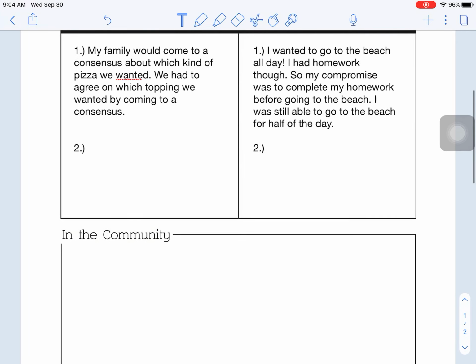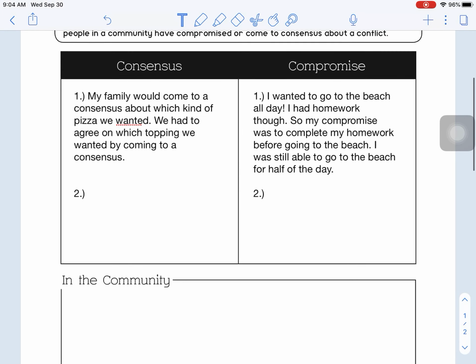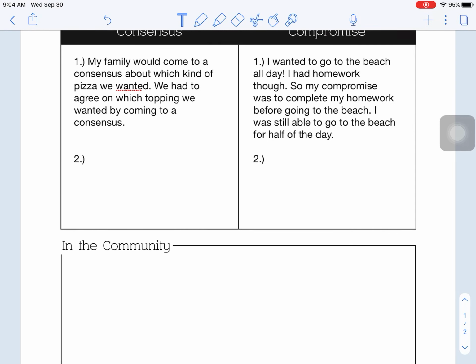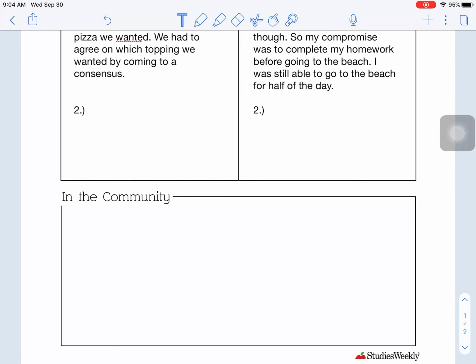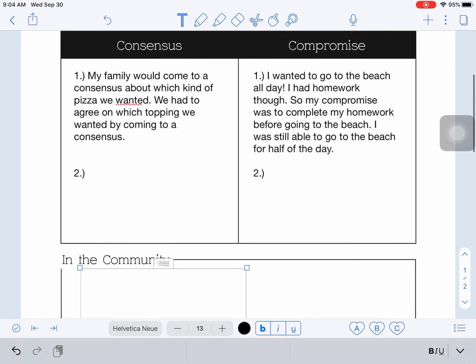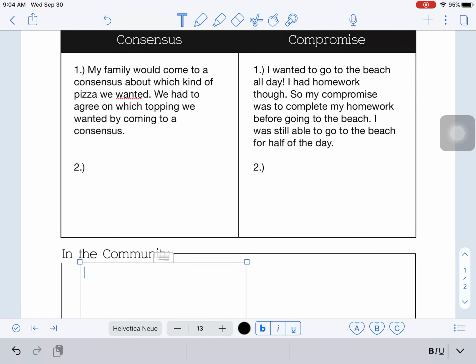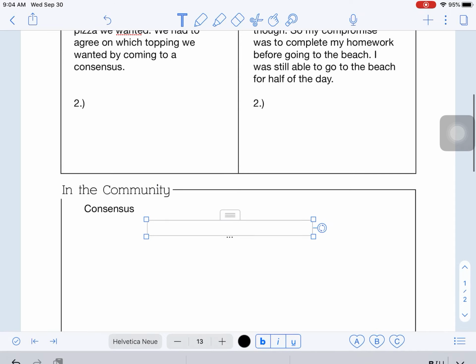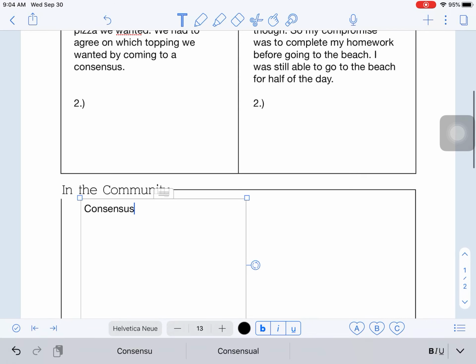When you're done with that, you are going to pick something in your community that you have seen that is a consensus or a compromise. You don't have to do both unless you want to, but you're going to start by making your text box, and then you can just pick which one. So maybe, for example, I want to go with consensus. All right, so if I see something in my community that is a consensus, I'm going to title it with consensus so I know what I'm talking about. Then I'm going to make it number 1. So this is my first idea.